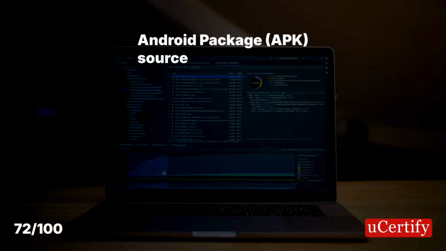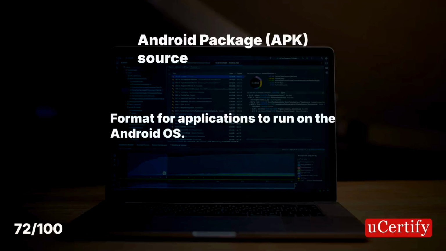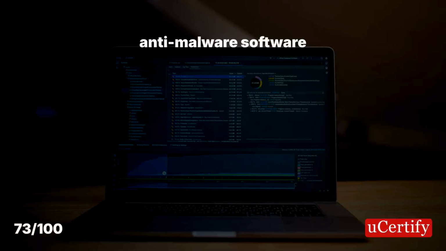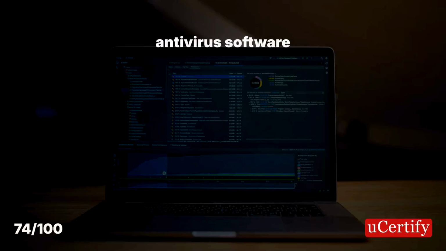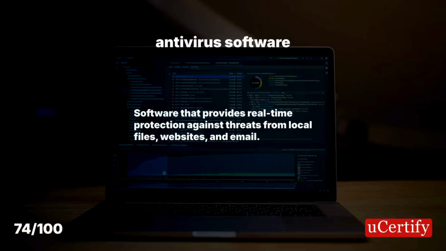Term: Android Package, APK. Definition: format for applications to run on the Android OS. Term: anti-malware software. Definition: software that scans for infections that antivirus software might have missed. Term: antivirus software. Definition: software that provides real-time protection against threats from local files, websites, and email.